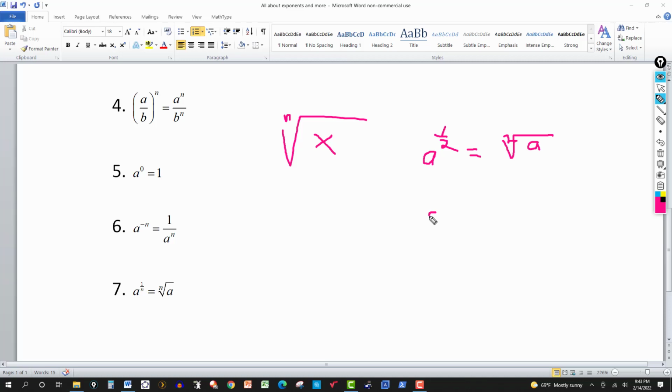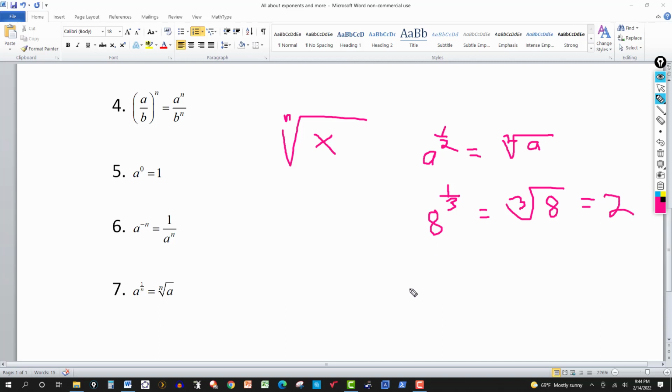If you have 8 to the 1/3, let's do numbers now. 8 to the 1/3. That's the same thing as the cube root of 8. Cube root of 8. So what is the cube root of 8? In other words, what can I multiply by itself, 3 factors of that same number, to get 8? Well, 2 times 2 times 2 is 8. So the cube root of 8 is 2.